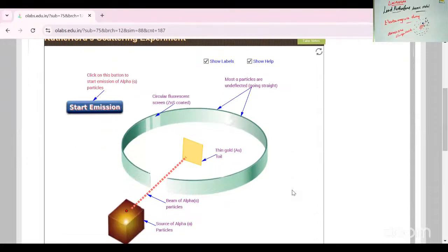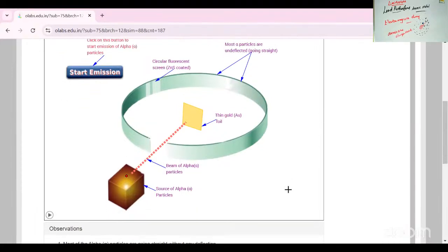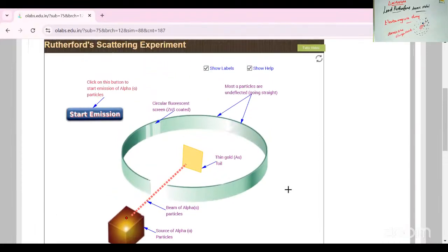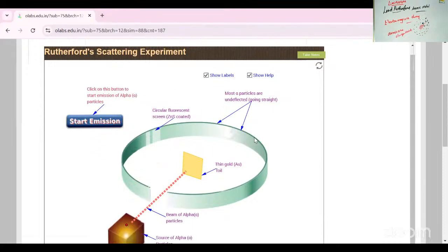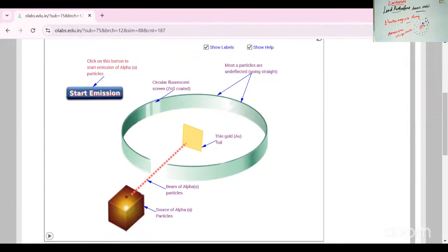So, in this simulation, we can understand the concept of the Rutherford scattering experiment. This is the gold foil, and the circular fluorescent screen. The alpha particles come to this area. This box contains a lot of alpha particles. This is the path of the alpha particle.